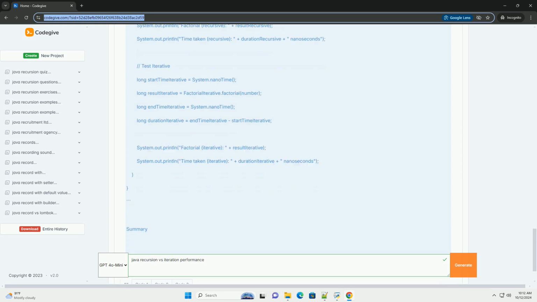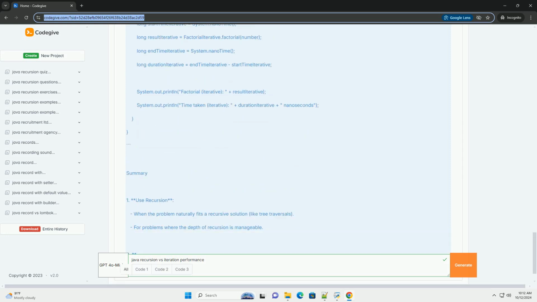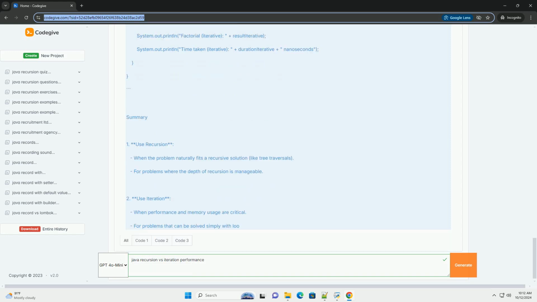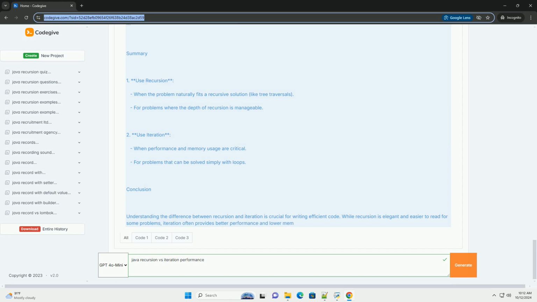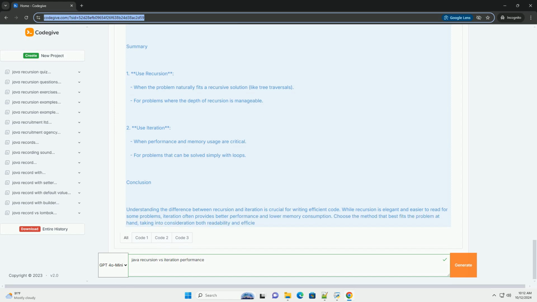Performance considerations. 1. Memory usage. Recursion: each recursive call adds a new layer to the call stack, which consumes memory. If the recursion depth is too high, it can lead to a stack overflow error. Iteration uses a single stack frame, so it generally consumes less memory than recursion.